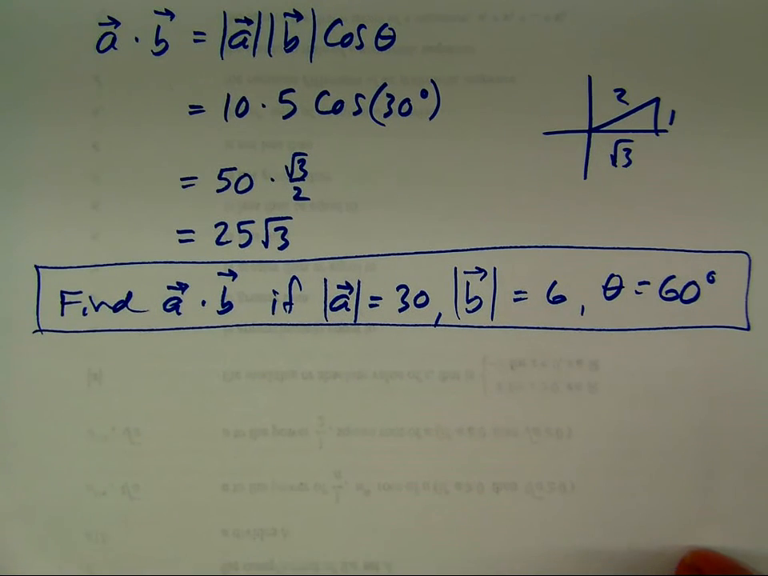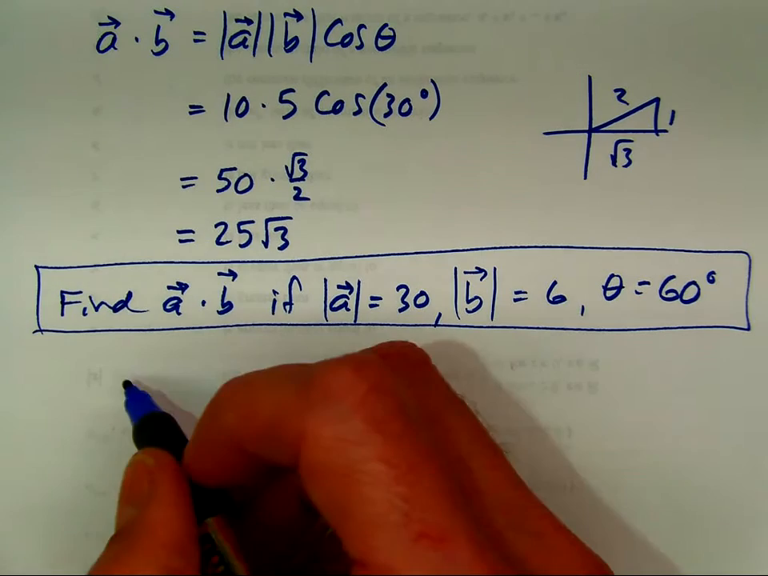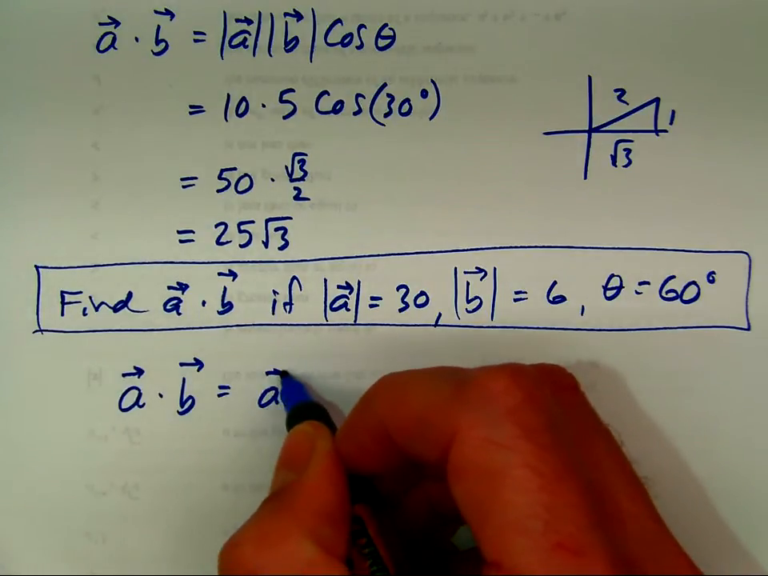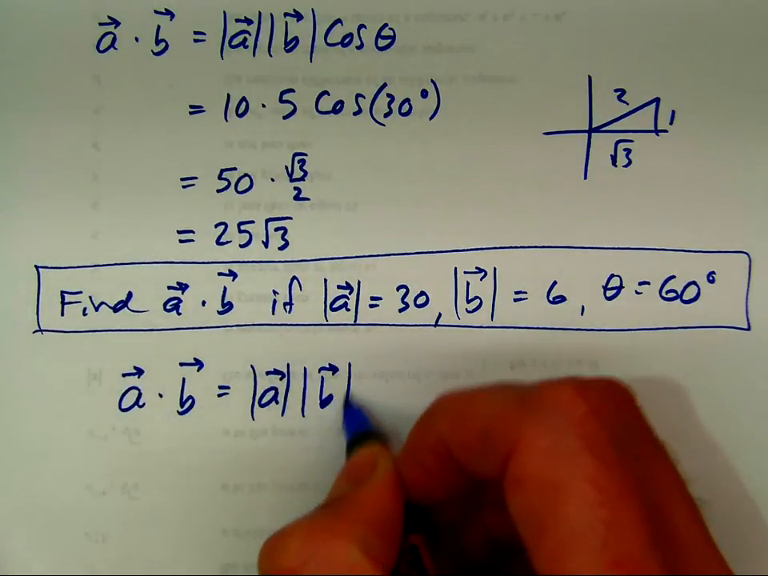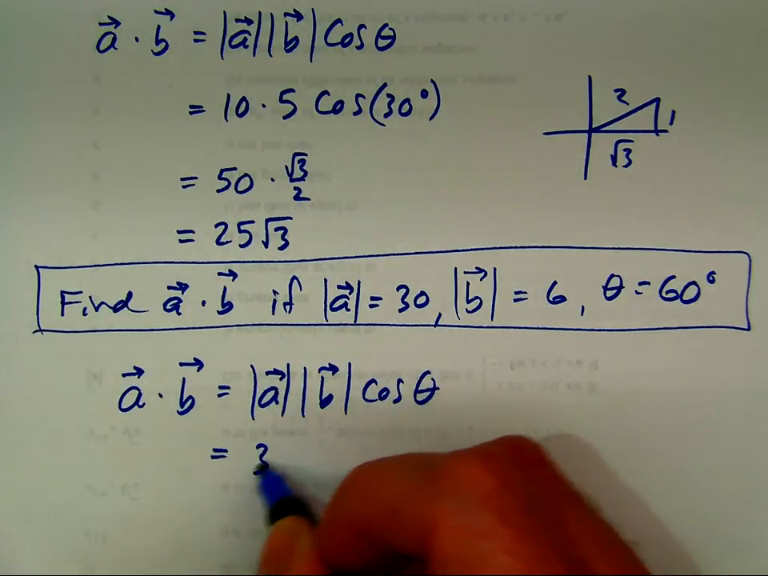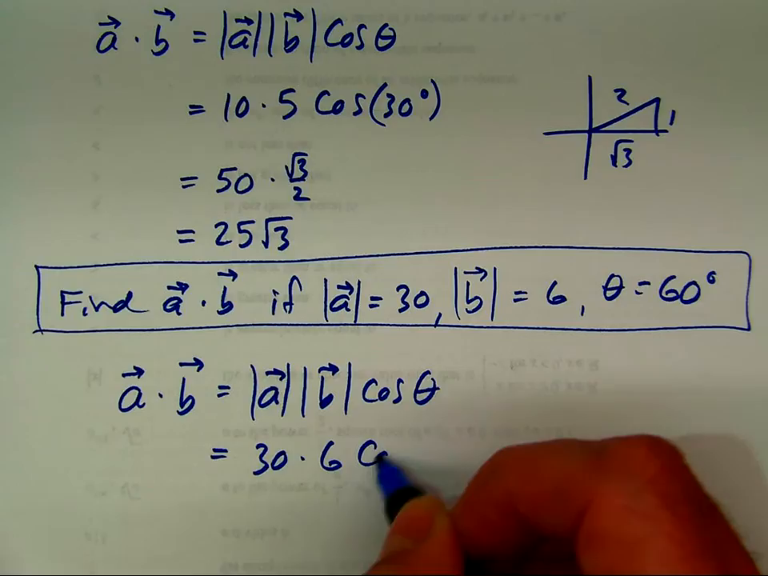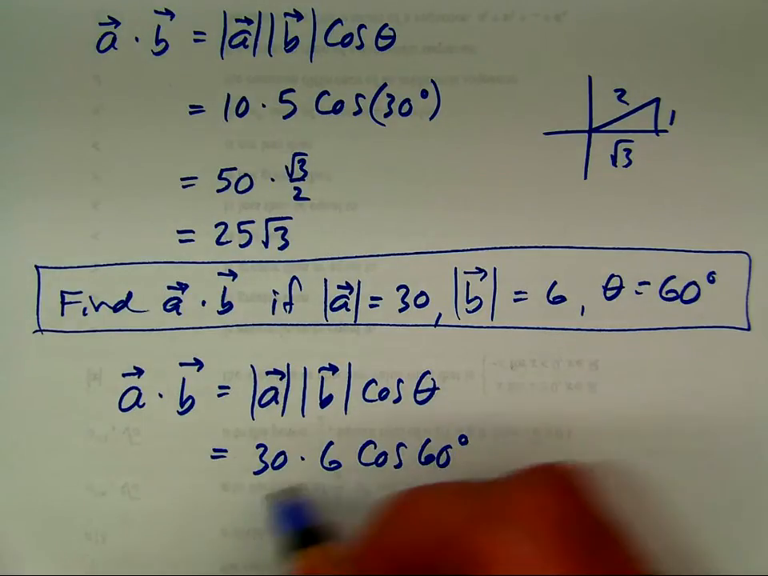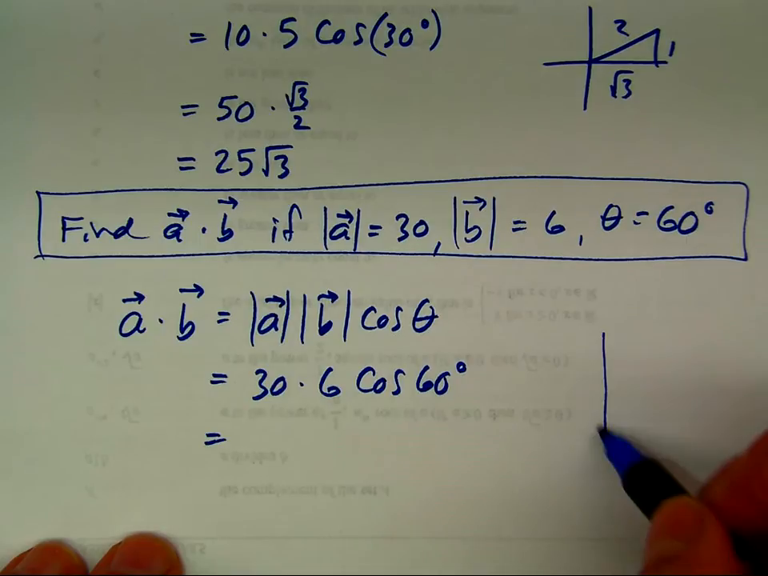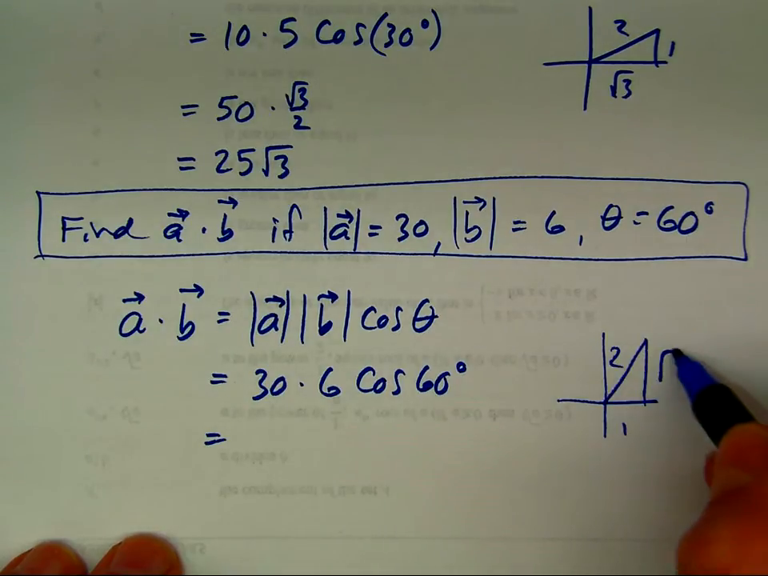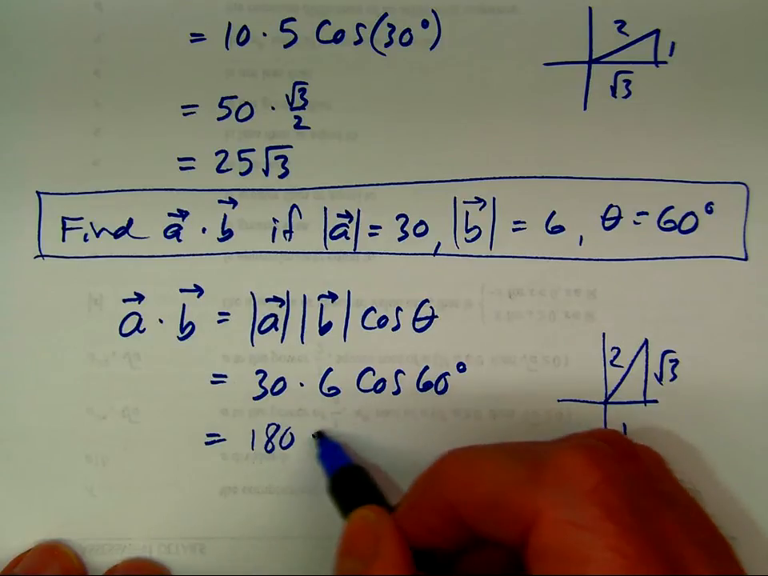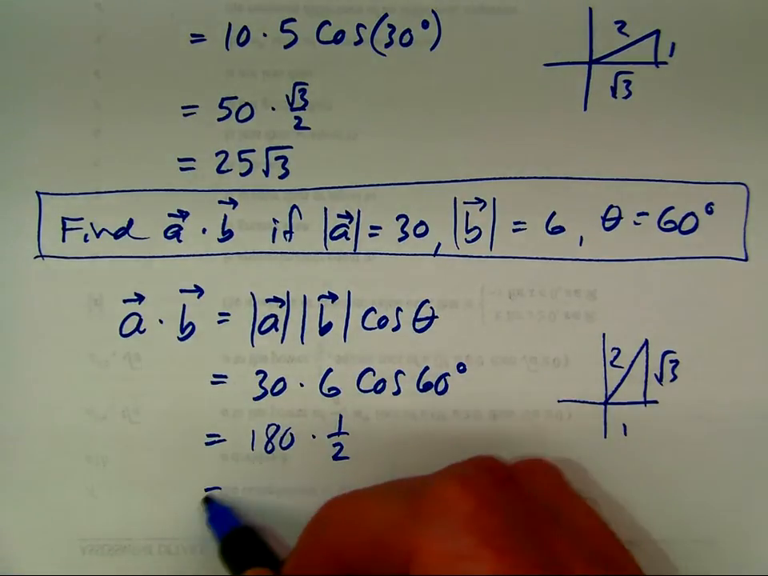All right, pause the video and try that one. Cosine of 60, 1 over 2, so we get 180 times 1 over 2, 90.